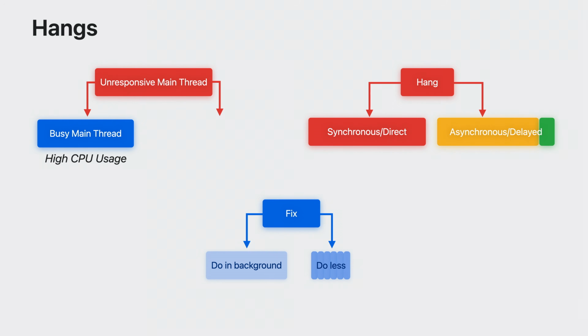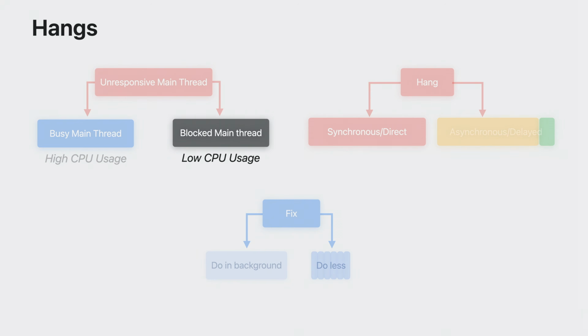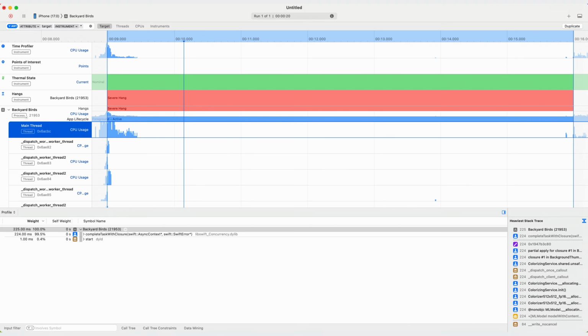But there's one case we haven't yet looked at. A blocked main thread, in which case the main thread will use very little CPU. The other dimensions apply to a blocked main thread the same way, but other instruments are necessary to analyze such a case. Let's look at an example now.